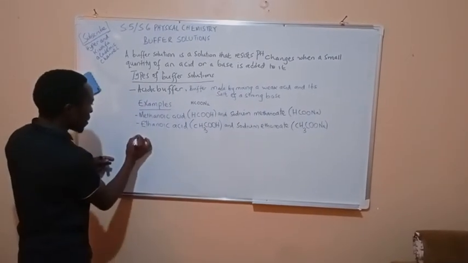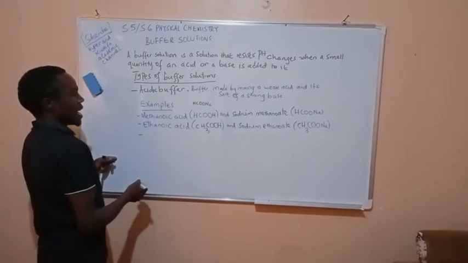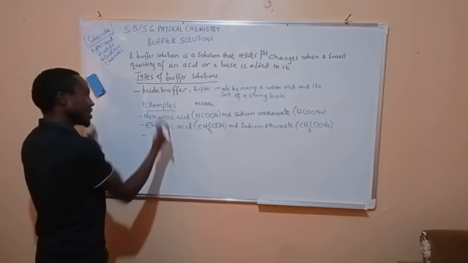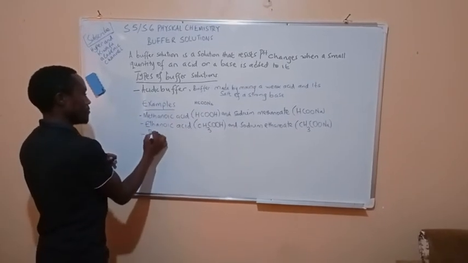You can also have a weak acid like propanoic acid.